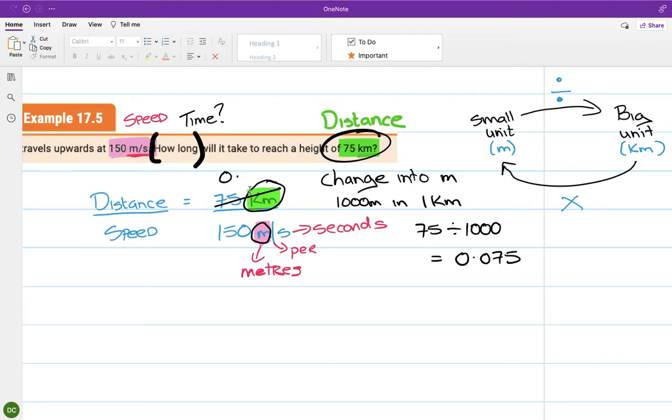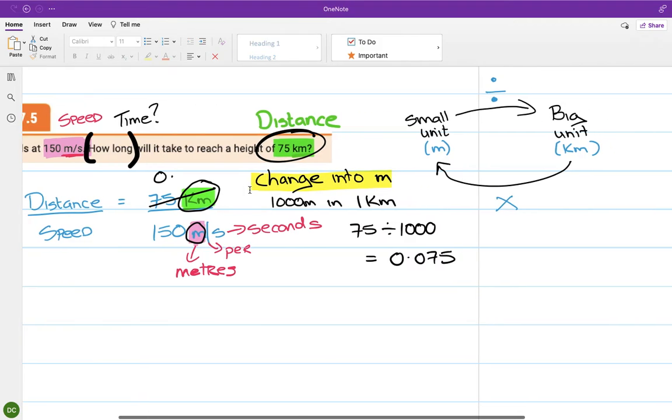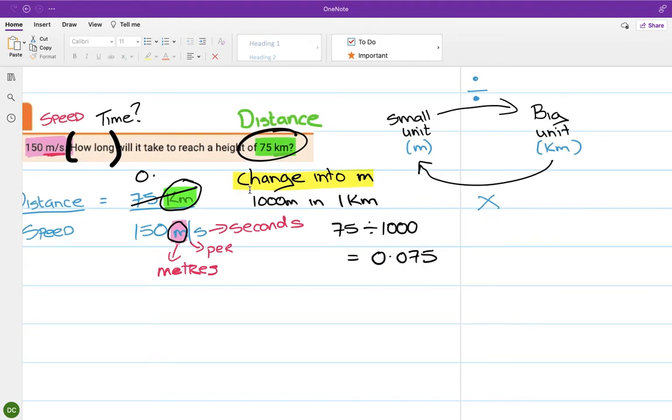Sorry. We're not going from meters to kilometers. I've literally written it down. Okay, hang on. It literally says change into meters. So what we're doing, we have kilometers and we're turning it into meters. So we're following the multiply line. So it's not 75 divided by 1,000, it's 75 multiplied by 1,000. Apologies. So that is 75,000 meters that I'm going to replace this with.